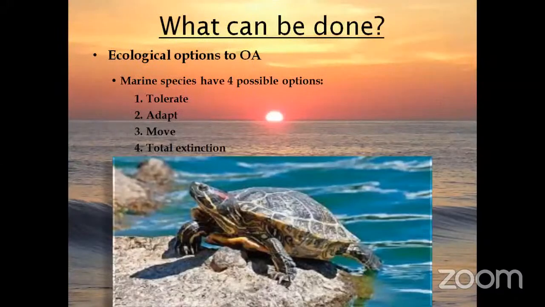Now, what can marine organisms do to survive this? They have to tolerate through acclimatization. They may adapt to the climate or move to non-acidified water bodies. And if such ocean acidification continues for years, we have total extinction. Total extinction is the only possibility if ocean acidification continues for the next few years.